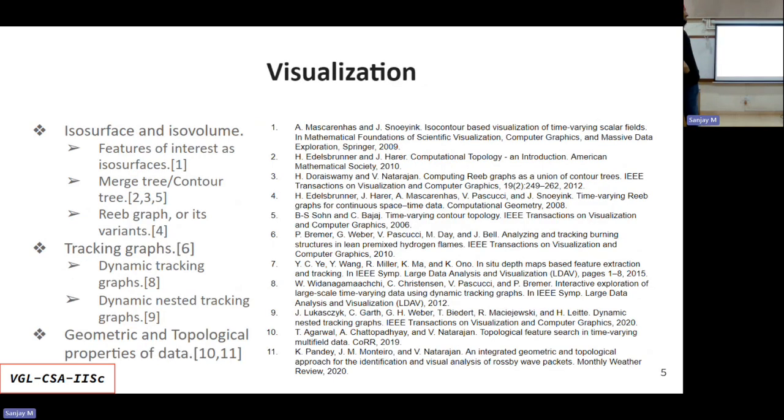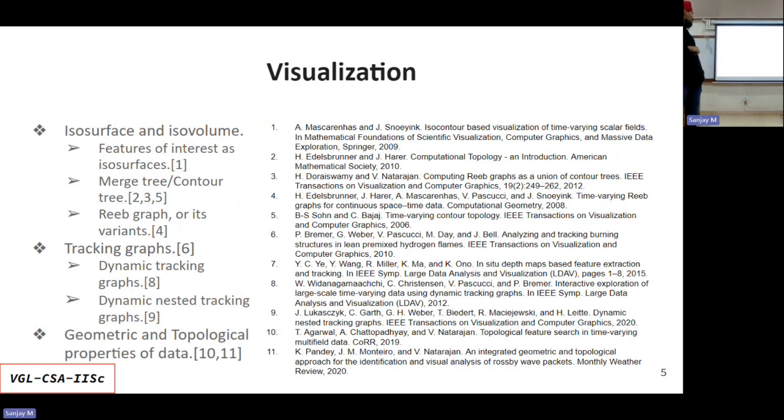We also have similar studies from a computer science visualization background where they use topological or geometric features. For example, we use isosurfaces and isovolumes. An isosurface, you can call it a pre-image, is a surface made by a collection of points with a single exact value. And if you collect a bunch of isosurfaces over a range of values, you get an isovolume.